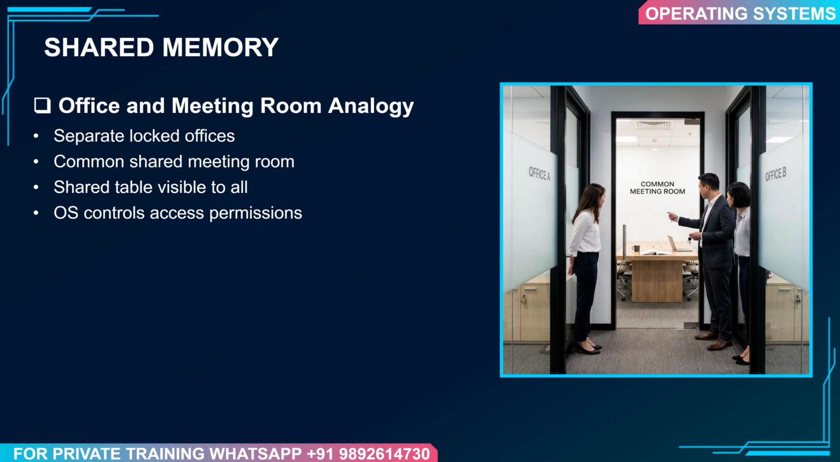Think of it like this. Imagine two offices in the same building. Normally, each office has its own locked storage room. No one else can enter it. Now imagine the building manager creates a common meeting room with a shared table. Both offices are given keys to this room. Anything placed on the table can be seen and used by both offices. That shared table is similar to shared memory. The operating system is the building manager who decides who gets access.